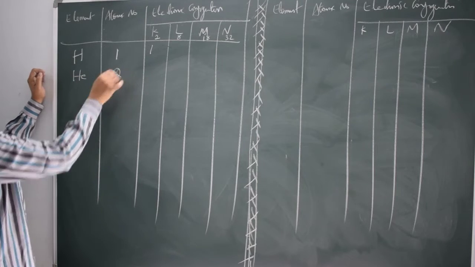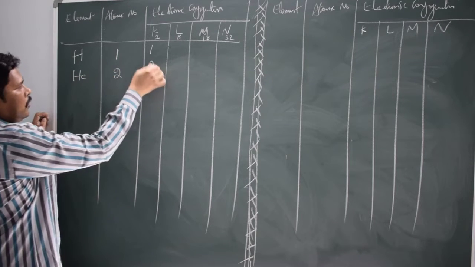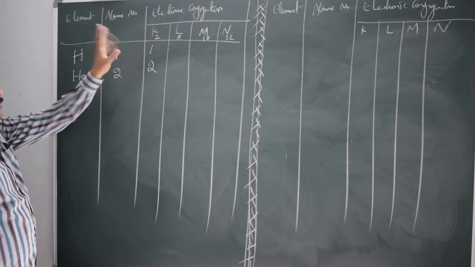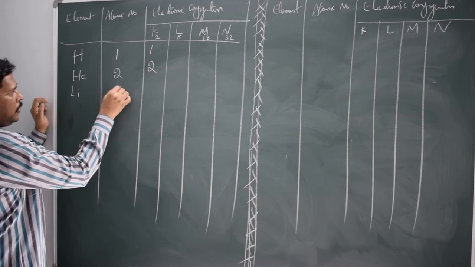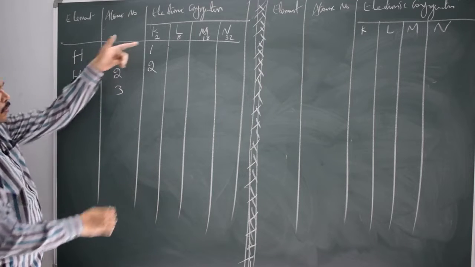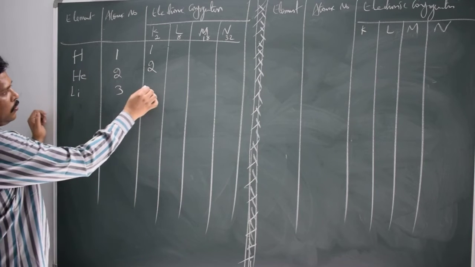Helium, atomic number is 2. So 2 electrons can be accommodated in the first shell. Lithium, atomic number is 3. So 3 electrons. We have to go in an order.